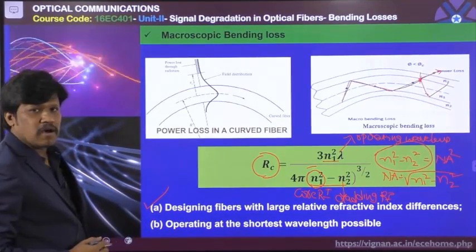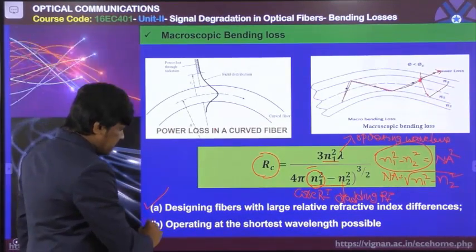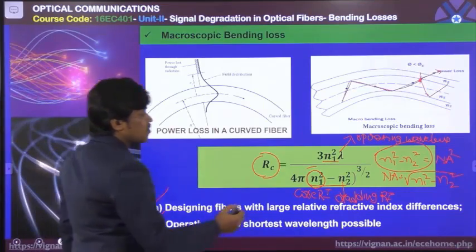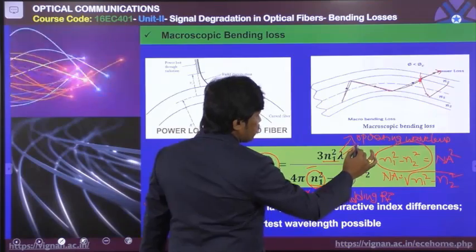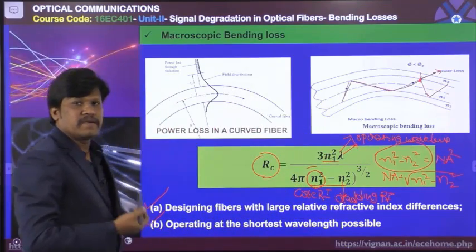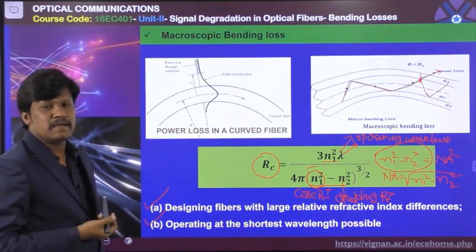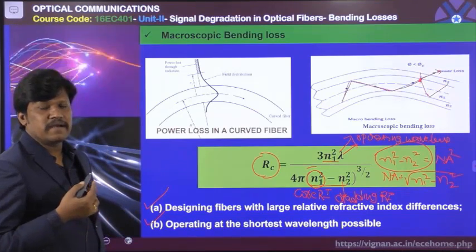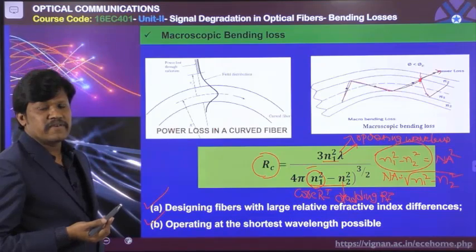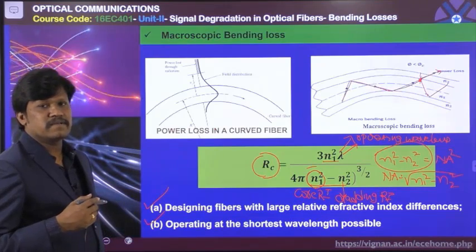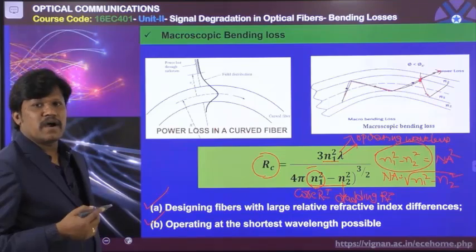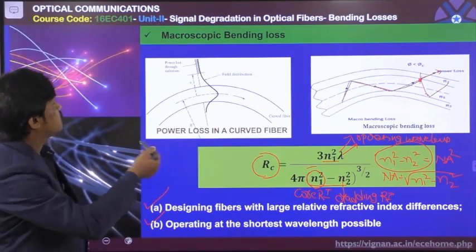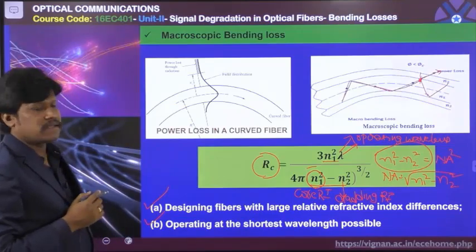And the second one is operating at short wavelengths. When we operate with short wavelengths, consequently the macro bending losses will get reduced. Eventually bending losses will get reduced, so that attenuation also will get reduced. So this is about the macroscopic bending losses.